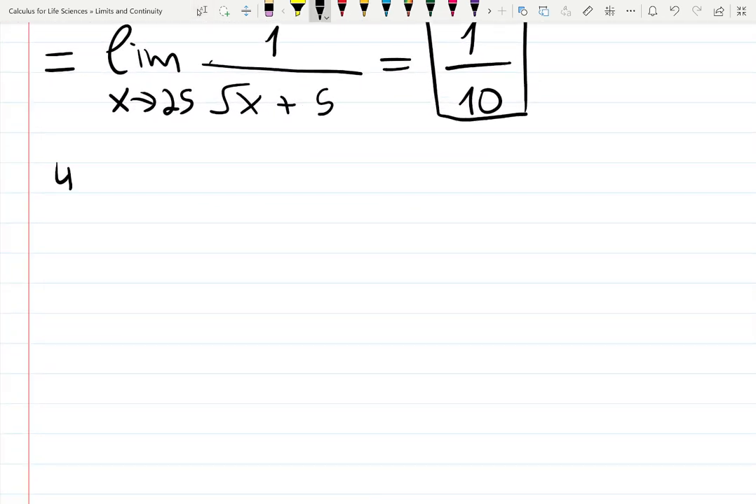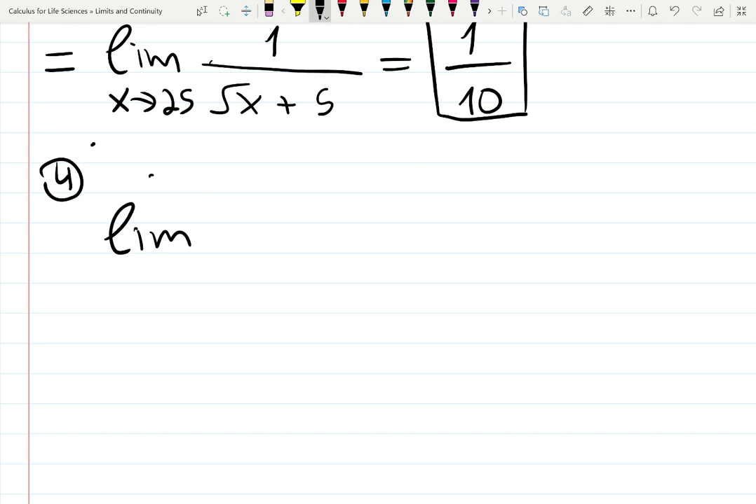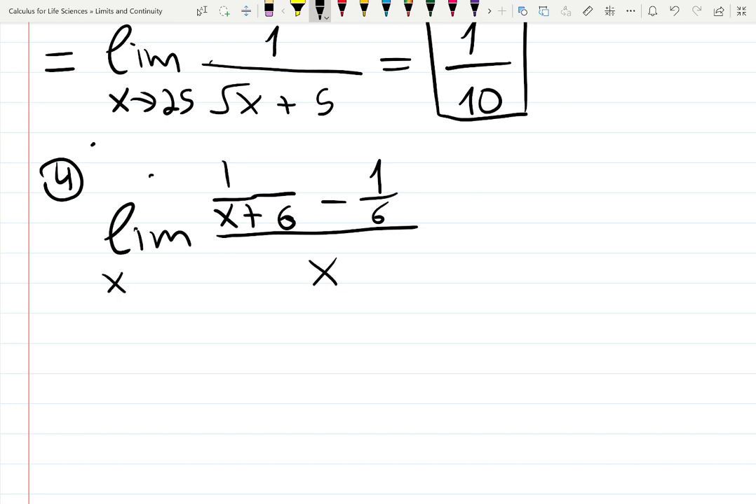4. Limit of 1 over x plus 6 minus 1 over 6, all over x, as x is going to 0.